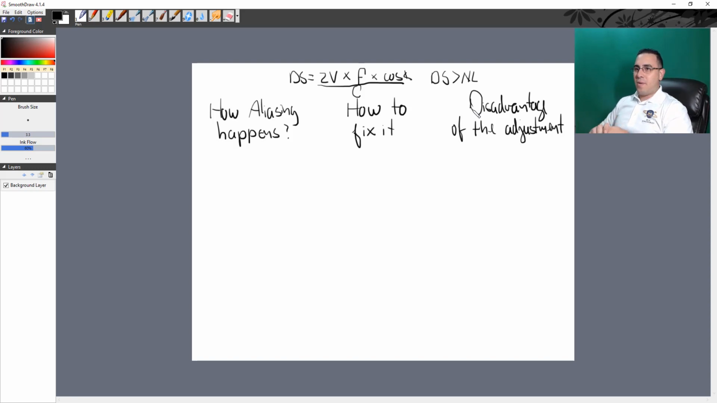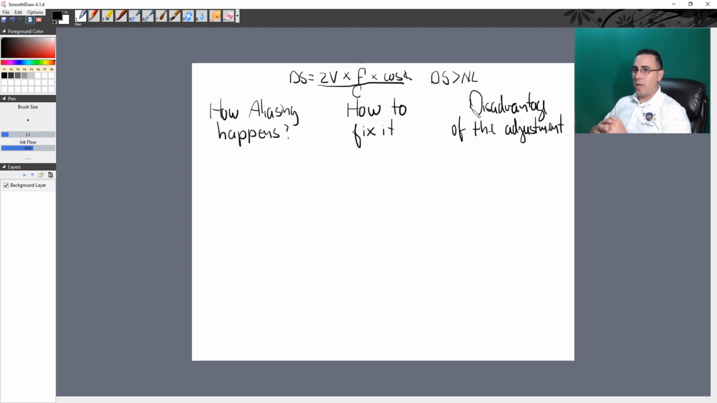All right, so let's go deeper into this. Remember that the velocity of the sound is something that we're not going to touch. That's C. We're not going to touch it because it's a constant value. So we're going to focus on the upper part of the equation: the velocity of the blood or of the flow, the frequency of the transducer, and the cosine of the angle of incidence.